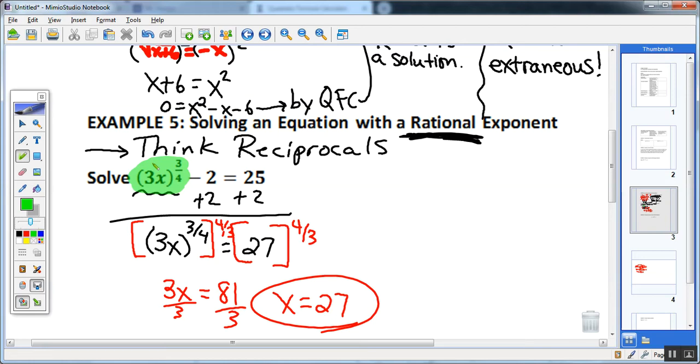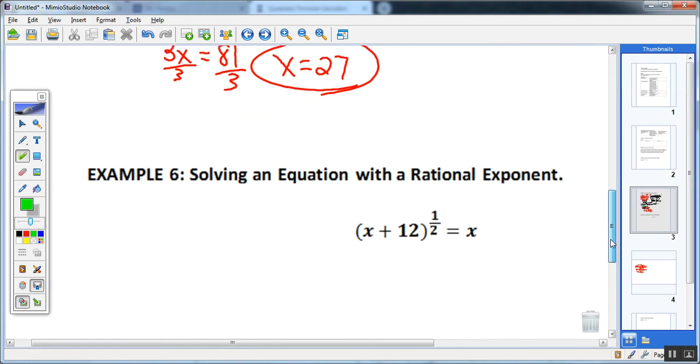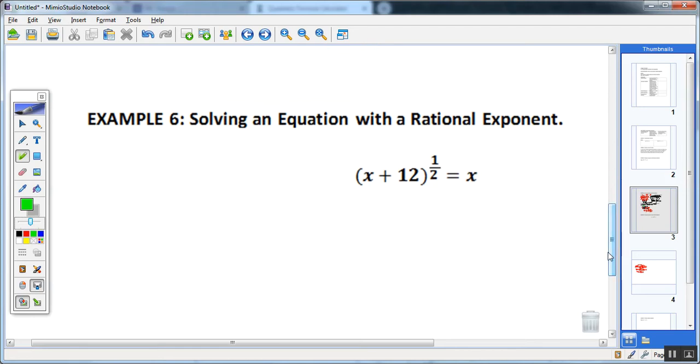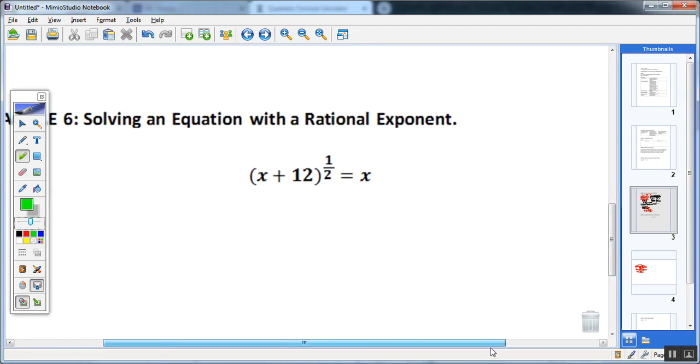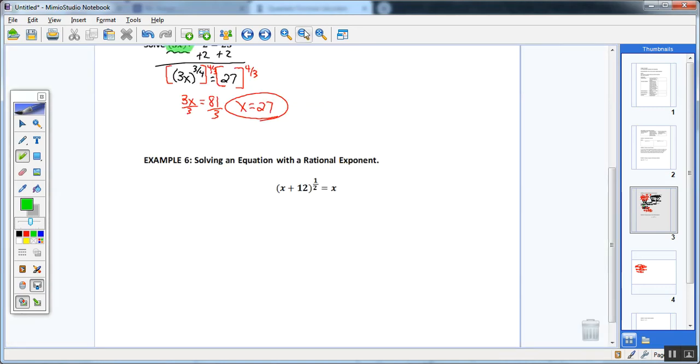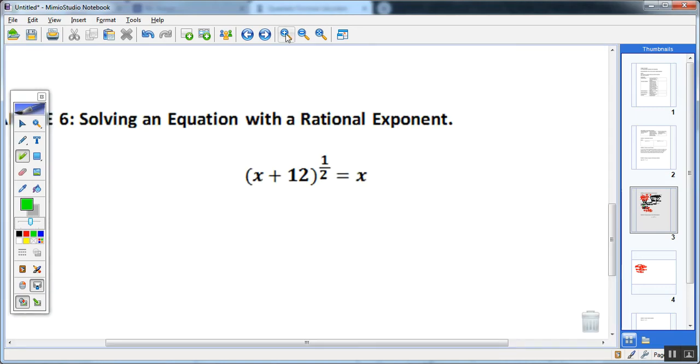Okay, let's see what lies ahead here. Solving an equation with a rational exponent. You know what? You guys talk me through this. Okay, let me size this down a little bit. Let's see where we're at. I'll go back up there. Okay, what's my rational exponent here, kids? 1/2. 1/2, right? Is the expression raised to the 1/2 power isolated already? It is. So what am I going to do to both sides right off the bat?